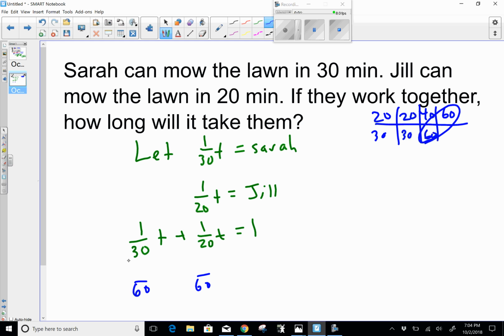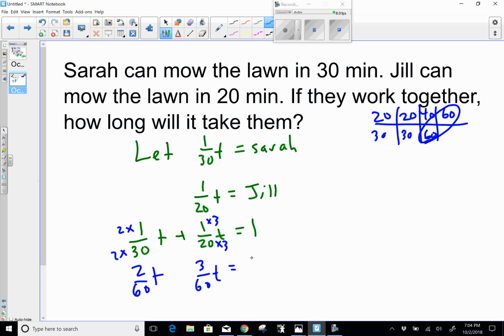So to get from 30 to 60, you multiply by 2. Whatever you do to the bottom, you do to the top. So 1 times 2 is 2, you put a t. And over here, same thing, right? To get from 20 to 60, you multiply by 3. So multiply this by 3 as well, and you get 3 over 60.